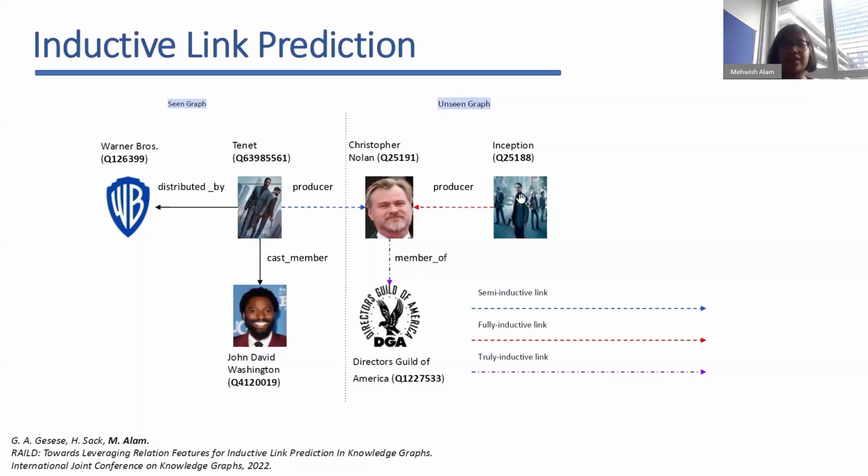For example, here we have seen producer, but here, for example, in this entity, it has a producer, this one, but this link is not already present there. But it is present in the test set because you have this kind of movie here, which has the producer, Christopher Nolan. So this way you have some kind of relational information which is present in the test, but not in the training set.